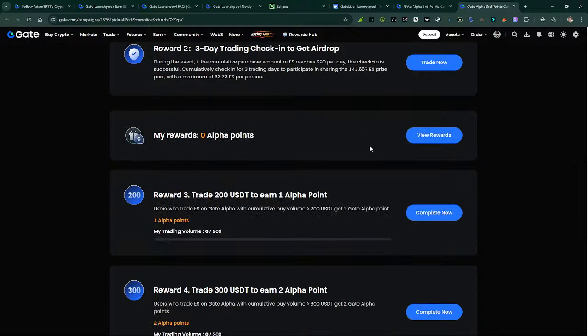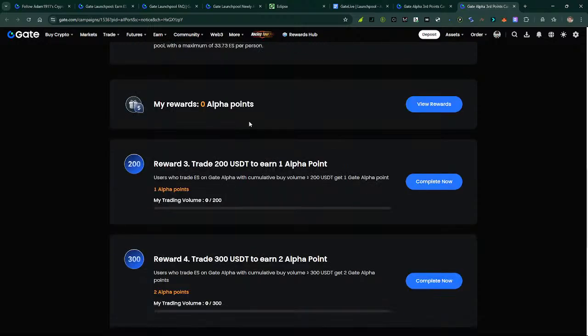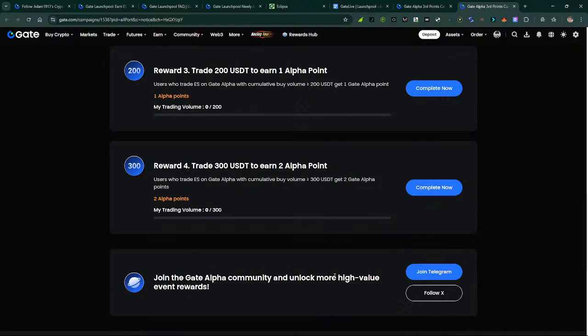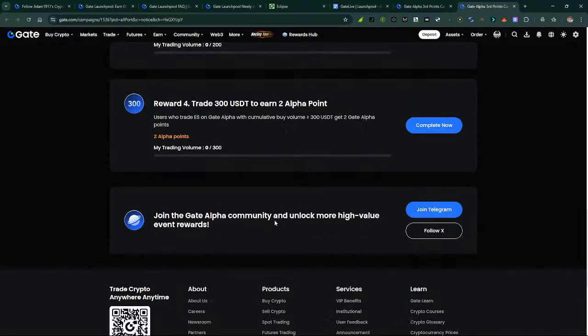And there you will get your dashboard as well. Your alpha points are going to be shown here. Trade 200 USDT to earn 1 alpha point, trade 300 USDT to earn 2 alpha points. Those 2 tasks are super easy. And join the Gate Alpha community to unlock more high value event rewards. You can follow them on X and join the Telegram as well.